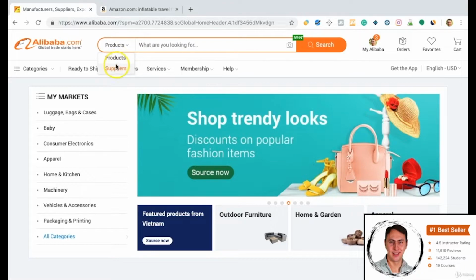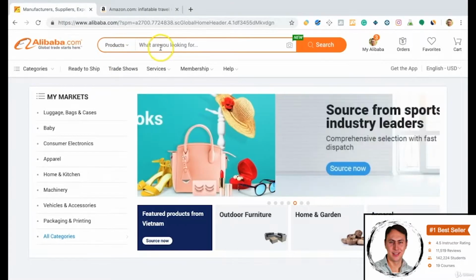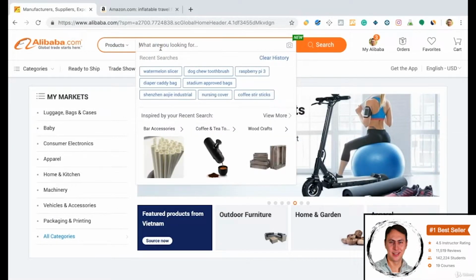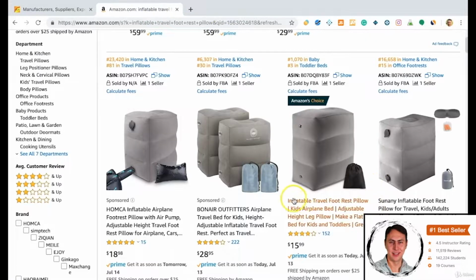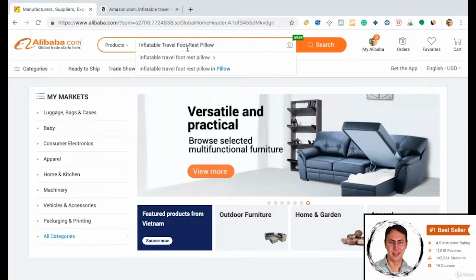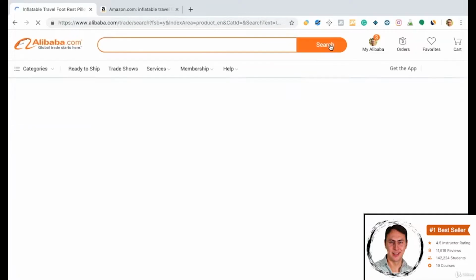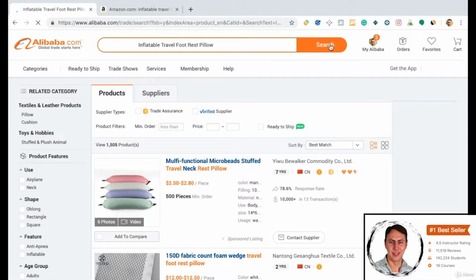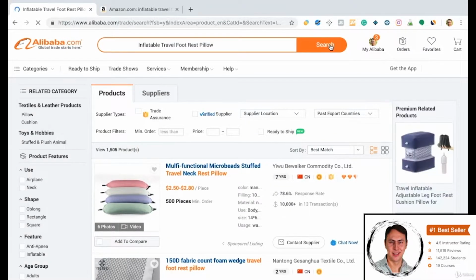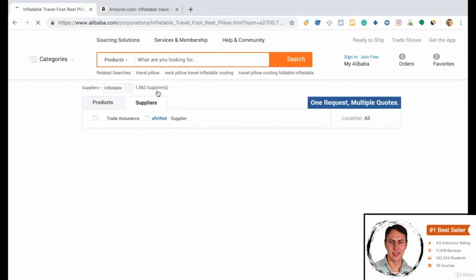I am writing into the searching box. For example, what was the name of our product title? It was inflatable travel footrest pillow. I've copied the title, and I am pasting it in the searching box. A lot of different manufacturers and products occur when we search. We are in the products category, that is why we are seeing the products now. If you choose the suppliers section, manufacturers will occur on the screen.